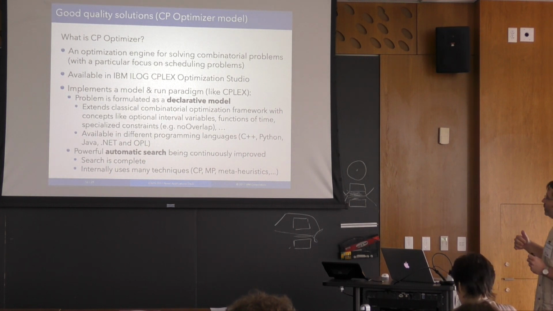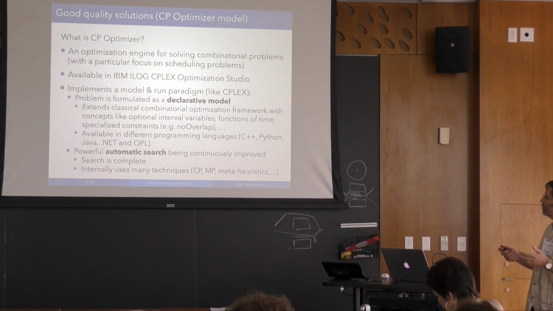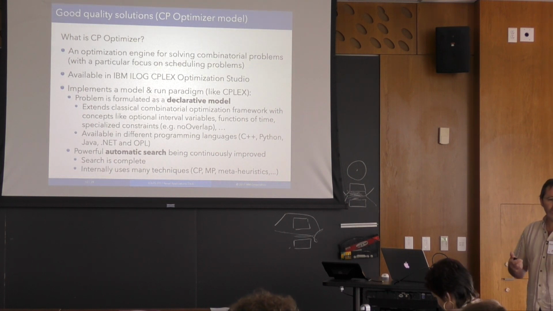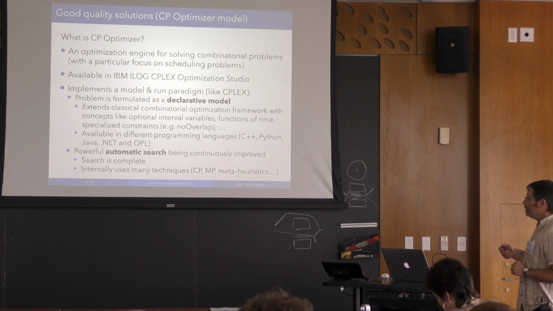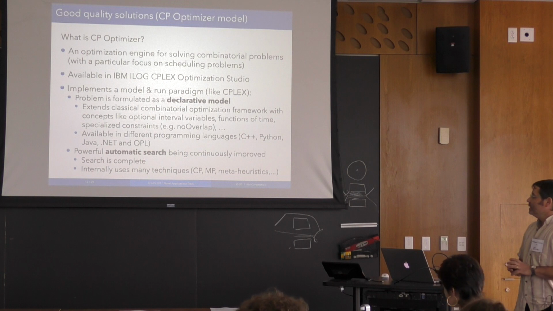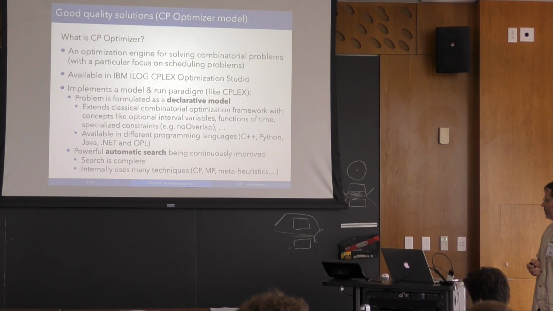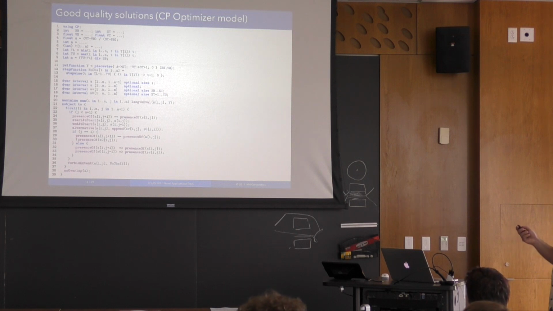So what you do is that you have a combinatorial optimization framework where you declare some variables, some constraints on them, some objective function, and then there is an automatic search, continuously being improved, that will automatically solve your problem. One characteristic of the search is that it's complete, so it can eventually prove optimality of your solution. And this is the complete model that we used here. It's quite short, actually. This is really what we wrote for solving the problem.